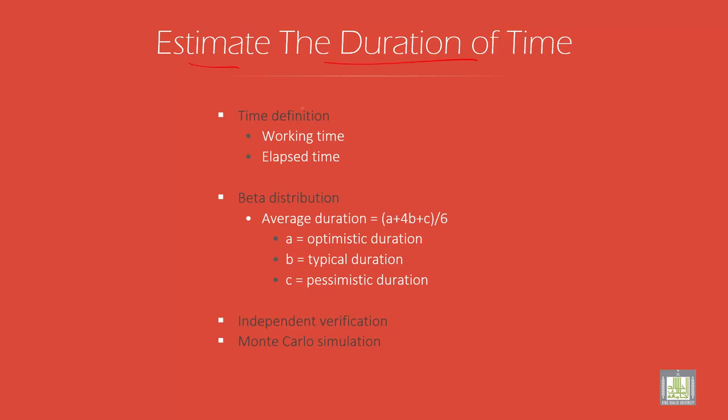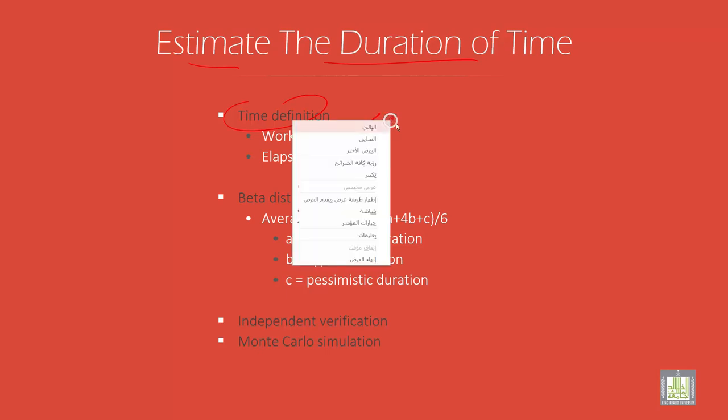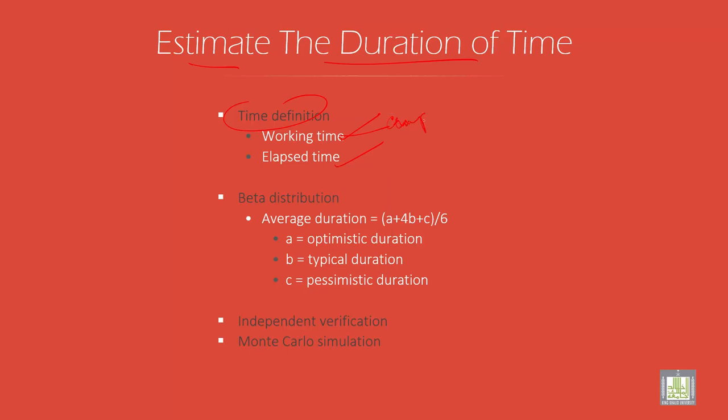Estimate the duration of time. We have this time, which can be divided into working time and elapsed time. So what is working time? Working time is the period of time that the person or employee spends. It is known as working time. What is elapsed time? Elapsed time is the time difference between beginning and end.